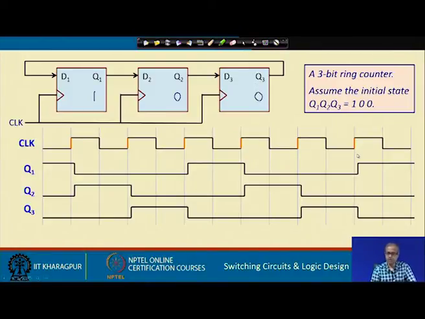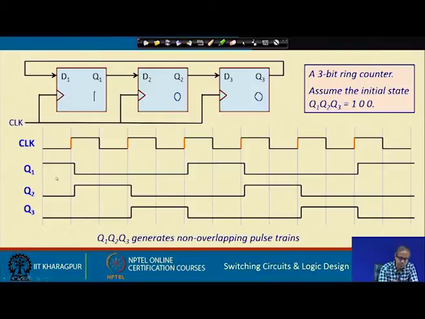If we again look at the timing diagram for this, you see initially this was 1 0 0 as I had said. After the first clock comes, there will be a shifting, 1 will come here, 0 will come here, and this 0 will again come back here. So, this 1 will come here, 0 will come here, and this 0 will come back to Q1.